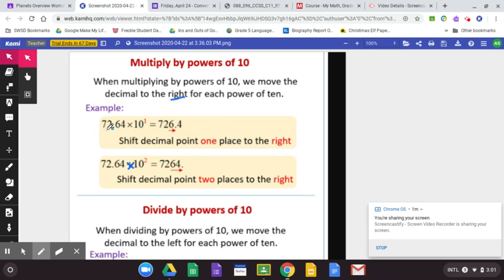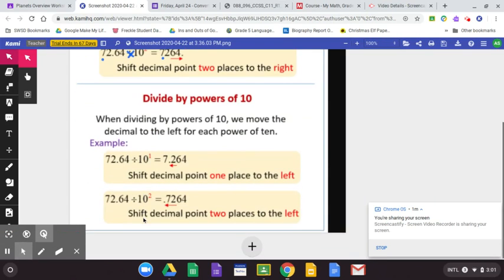So multiply this by 10. This used to be 72 and 64 hundredths. If you times it by 10, it now becomes 726 and 4/10. So the decimal point moves one spot over to make it a bigger number. One spot to the right. This is times 10 to the second power, which means 100. So you're moving it over 2 place values to the right. So it goes from 72 to 7,264. So the 7 goes from the tens place to the thousands place.